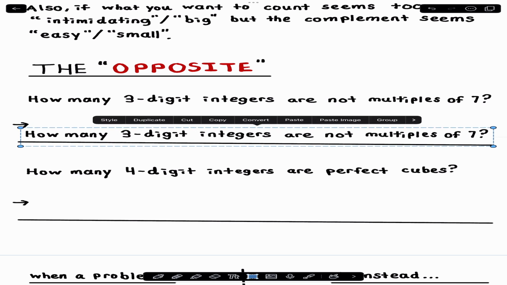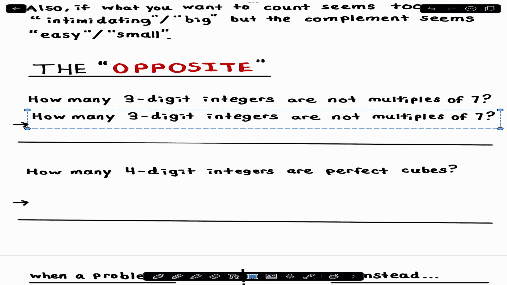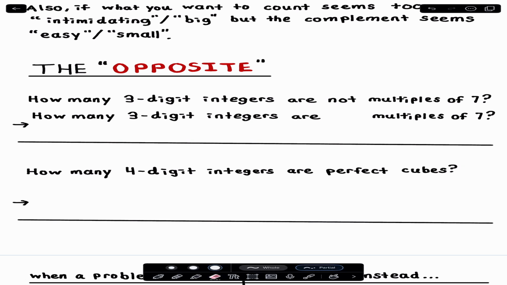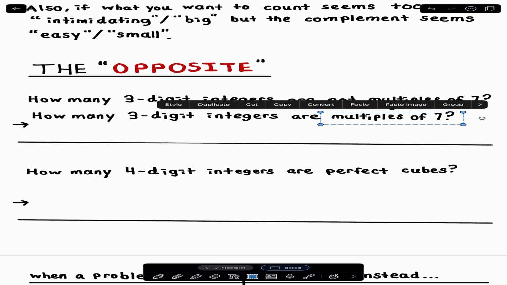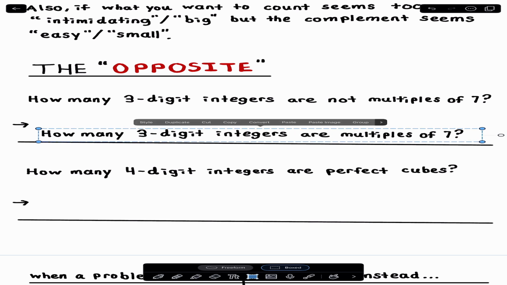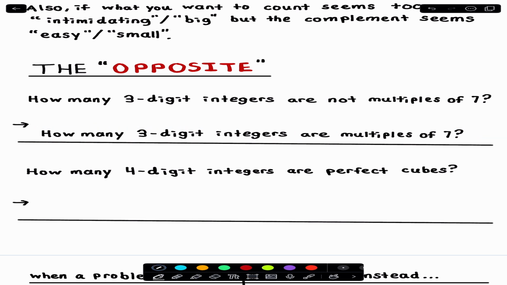If I were to do that for this question, it would look something like this. Instead of asking how many 3-digit integers are not multiples of 7, we're going to ask ourselves how many are multiples of 7. Now we're going to move this over because this is our new question that we're going to ask ourselves. So you can see we've turned this original question into this new question.